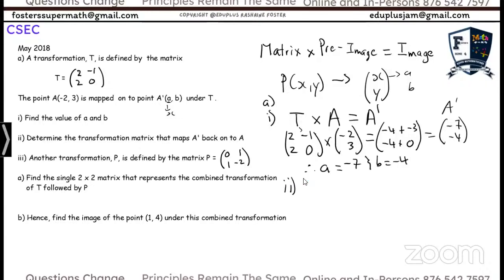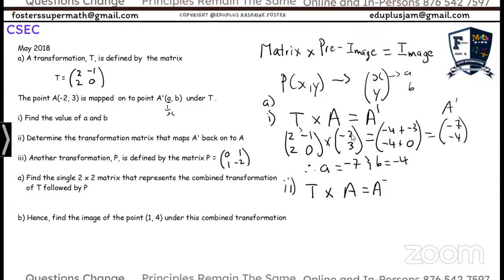Question 2. Determine the transformation matrix that maps A prime back onto A. So we want the transformation matrix now that maps A prime back onto A. So we're going to start with the original formula. That's what I have right there.